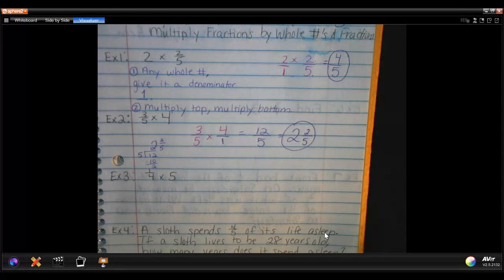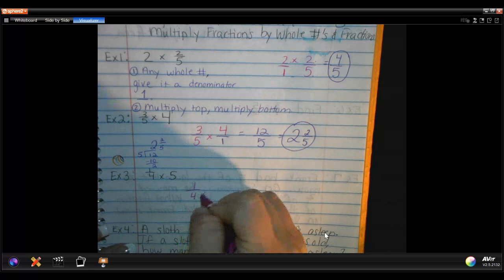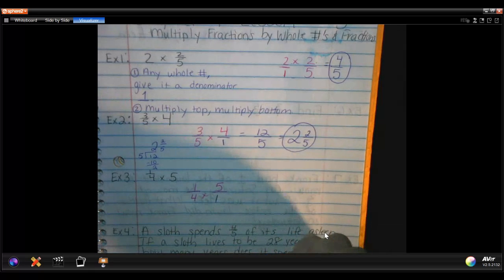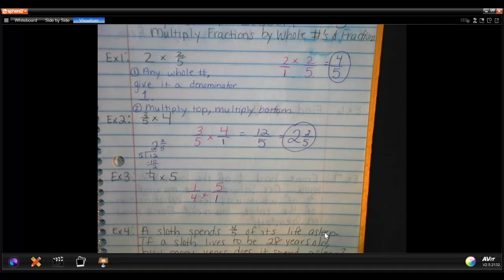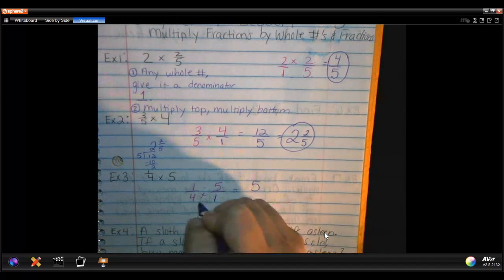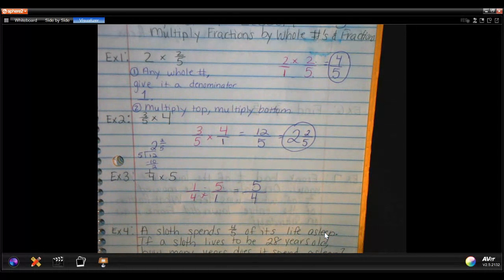All right, next one. Again, we have the fraction first. So I have 1/4 times 5. Again, I have a whole number of 5, so my whole number is going to get a denominator of 1. Then go ahead and multiply across. 1 times 5 is 5. 4 times 1 is 4. Again, 5 over 4 gives me an improper fraction, so I want to simplify.